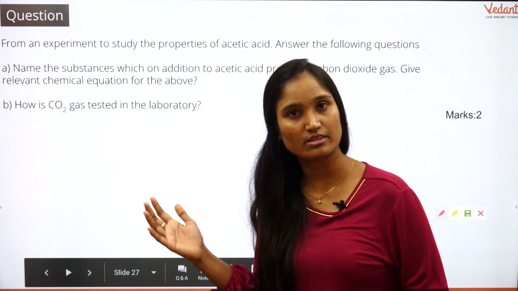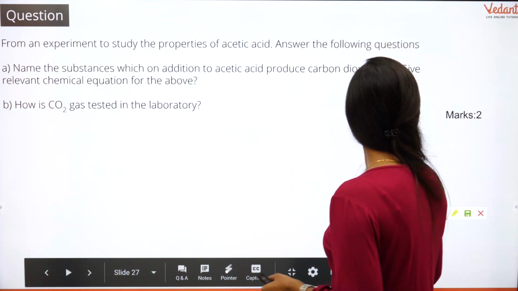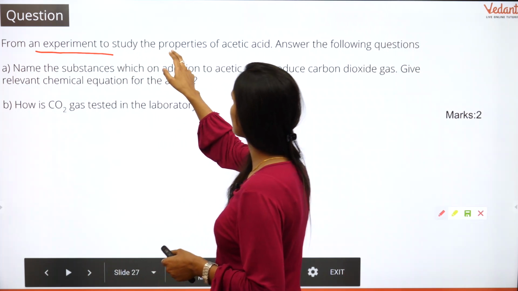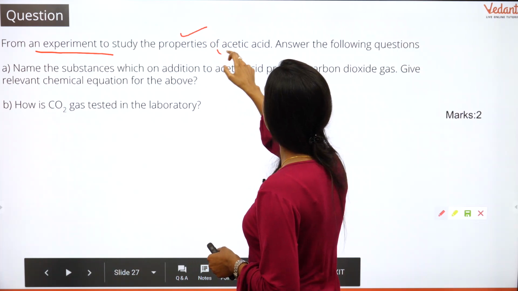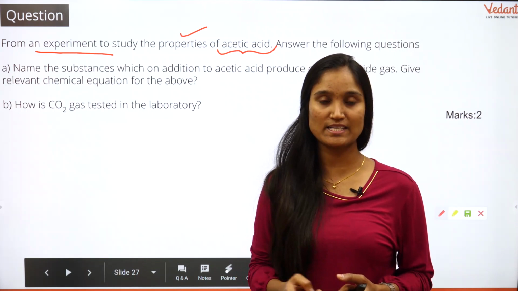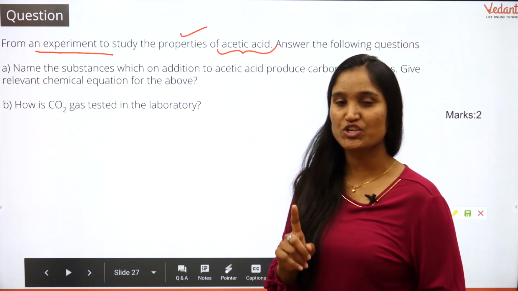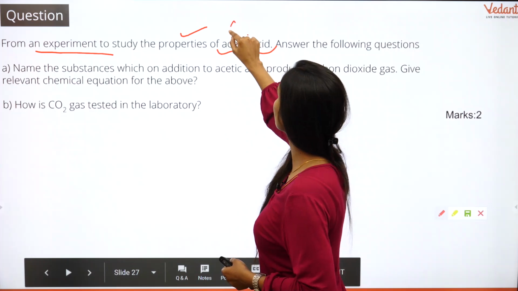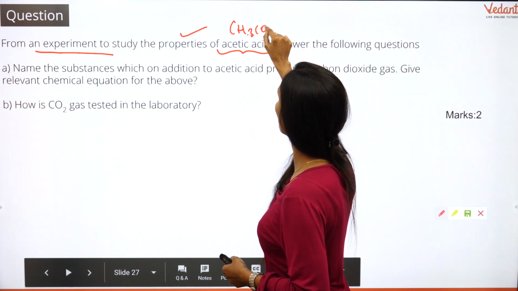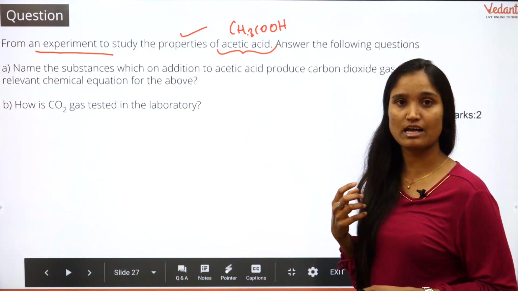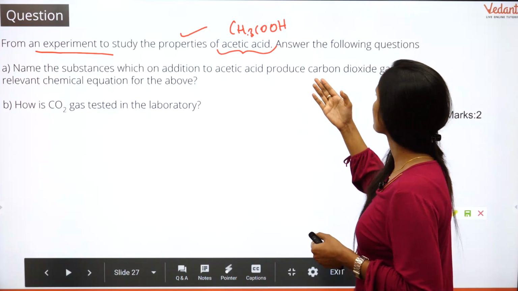Take a look at this. Even this is a practical based question, a two marker, and let us read the question. From an experiment to study the properties of acetic acid. Acetic acid formula. I'm asking you, acetic acid formula. Acetic acid is a common name. It's present in vinegar. It's an organic acid, and the formula is CH3COOH. It might not be needed for the solution. I'm just trying to revise other topics also with the help of this question.